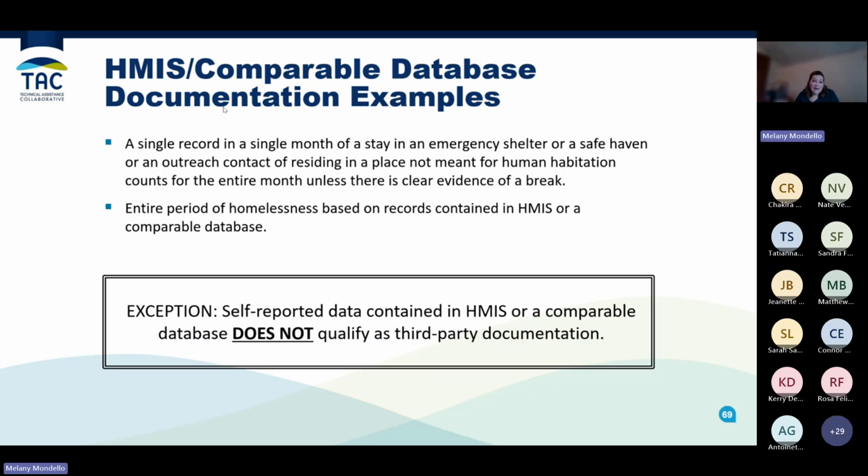It talked a lot about the HMIS database, the single day in a month. Self-report doesn't count. If someone is verbally telling me as the caseworker and I'm typing that in, that doesn't count as third party. That would be self-certification that the person would sign with the program that's receiving them. It can also be the comparable database. Your DV or VSP providers have their own database outside of HMIS for safety reasons.